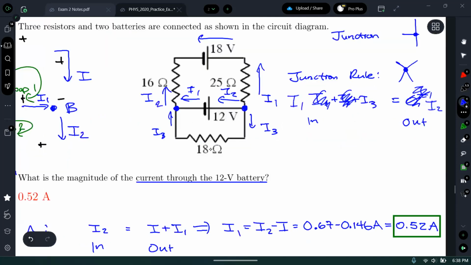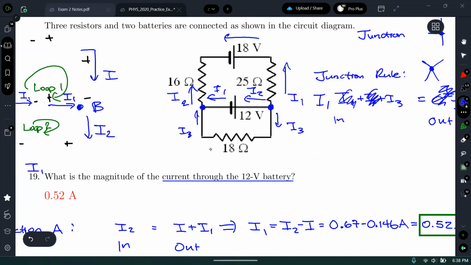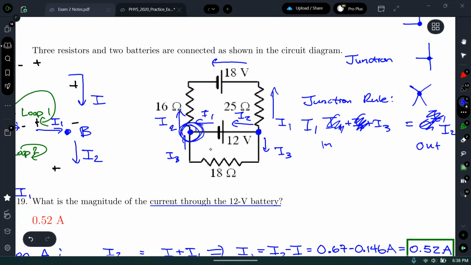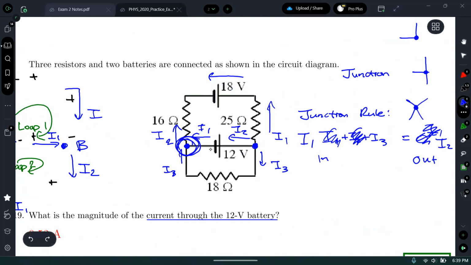I'm looking at whether I2 is coming into or out of this junction where three currents kind of exist simultaneously. So I don't care about the batteries in this process. You're looking at where the resistors meet. Well, not where the resistors meet, but where three wires meet.